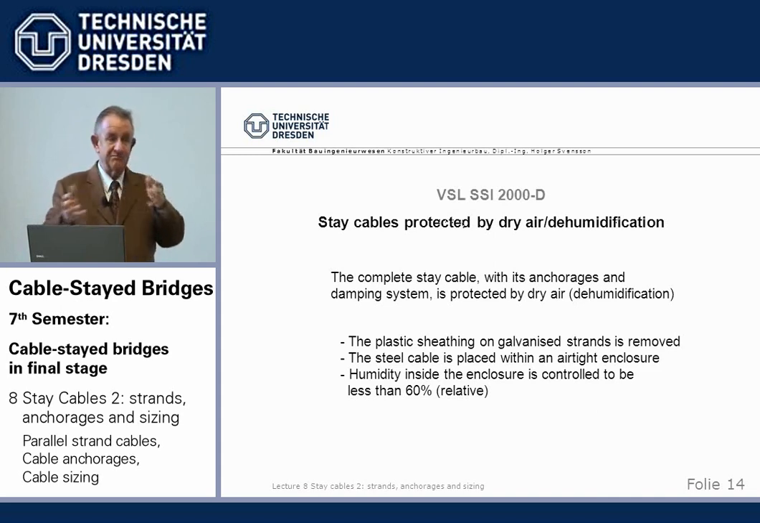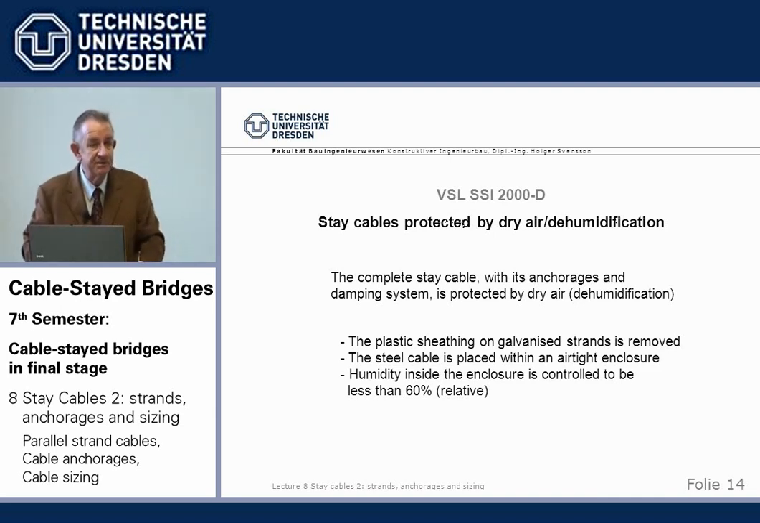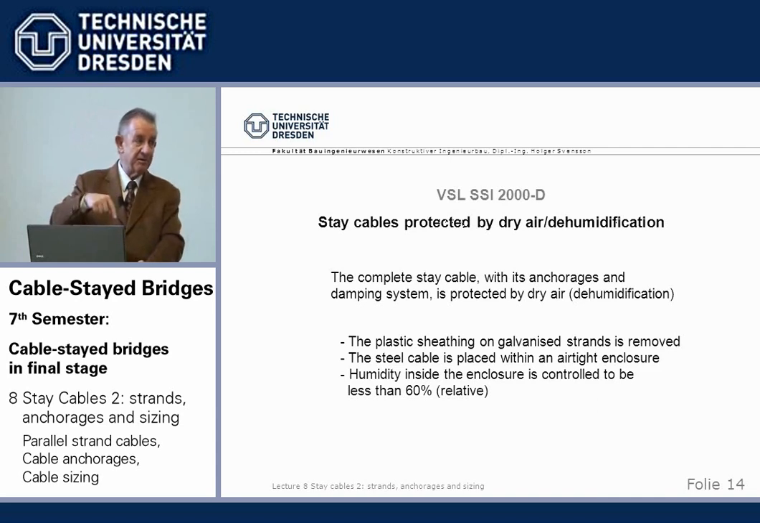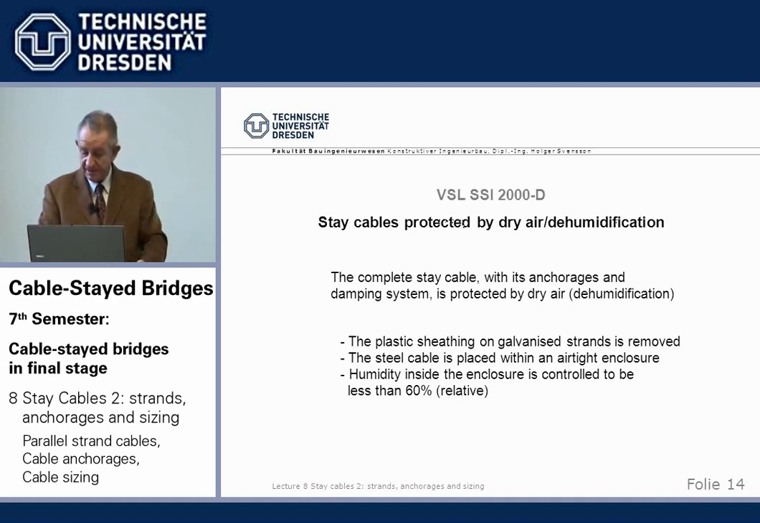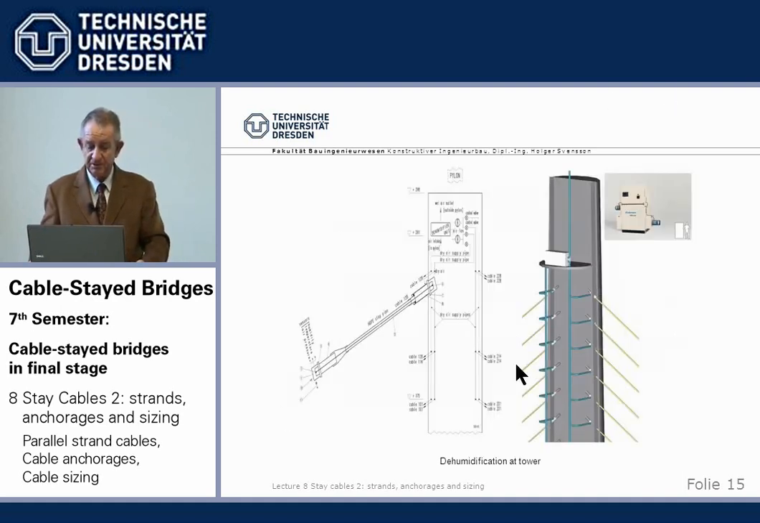They used, I say very roughly, a big PE pipe. I mean, you know, these main cables of suspension bridges, they are, say, easily 60, 80 centimeters diameter. You have a big PE pipe, blow dry air through it. That's it, corrosion protection. And so I think from this origin, VSL said, well, why can't we do it with stay cables? And they basically do it this way.